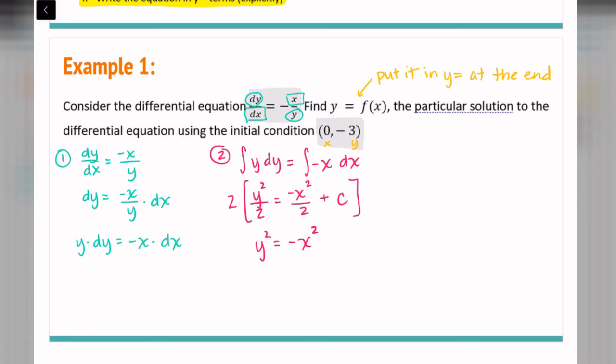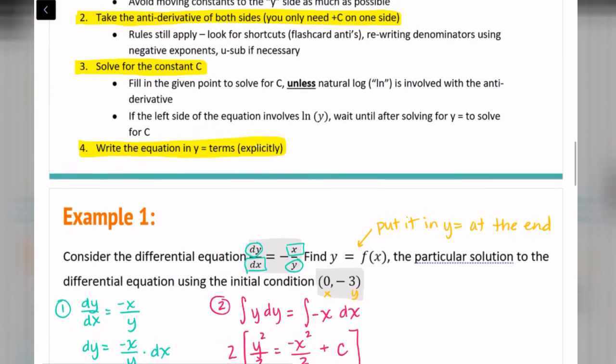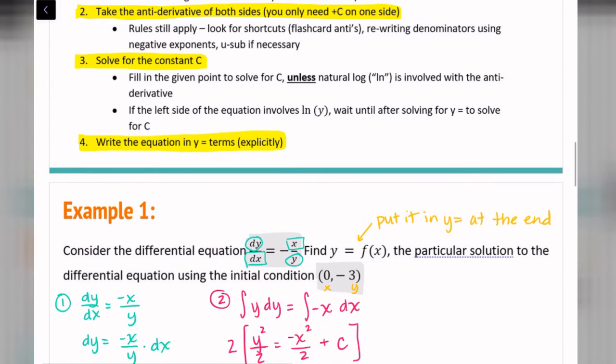Now a constant, if I multiply a constant by 2, it's still going to be just a constant. So no matter what operation you do to your c value, it's always just going to stay as c, okay? Because when we go to solve it in the end, it's going to give us that actual value, okay? So there we go. We did step 2 where we took the antiderivative of both sides.